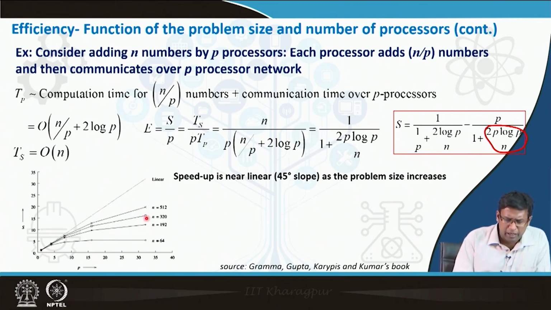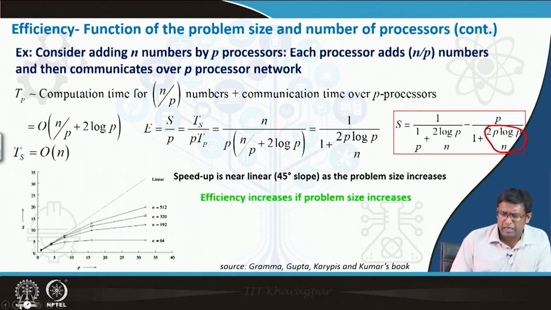If we take a much larger problem, say n equal to 10,000 or even more, n close to a million, then we will see that this curve has become much flatter. So speed up becomes more linear, following a 45 degree curve as the problem size increases. Efficiency increases if problem size increases. As speed up increases, efficiency will approach the highest efficiency point, which is 1.